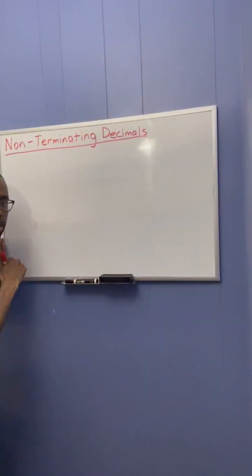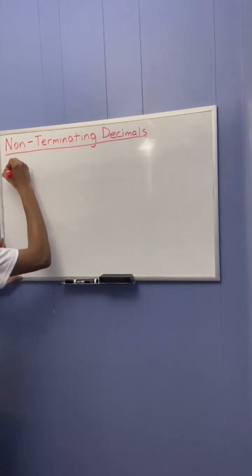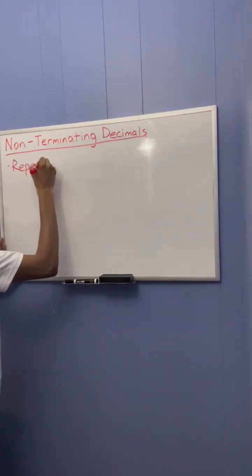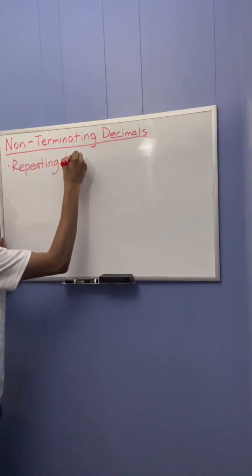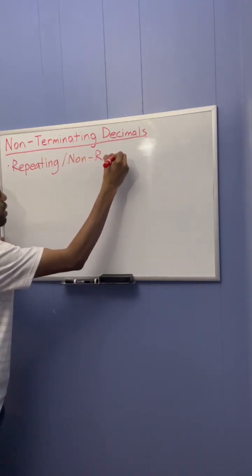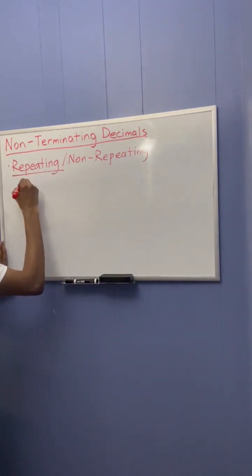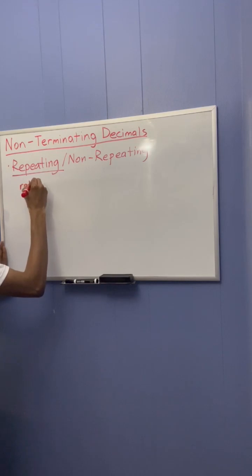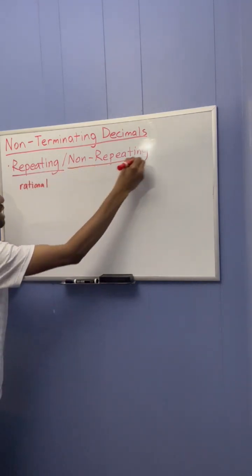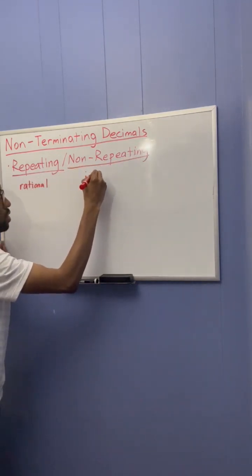Now let's talk about non-terminating decimals. There are two types of non-terminating decimals: repeating and non-repeating. Repeating decimals are known as rational numbers, while non-repeating decimals are known as irrational numbers.